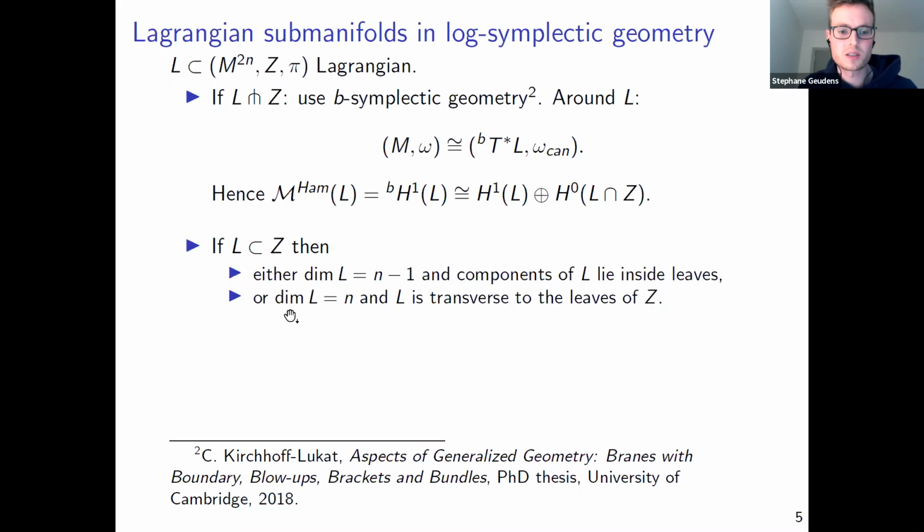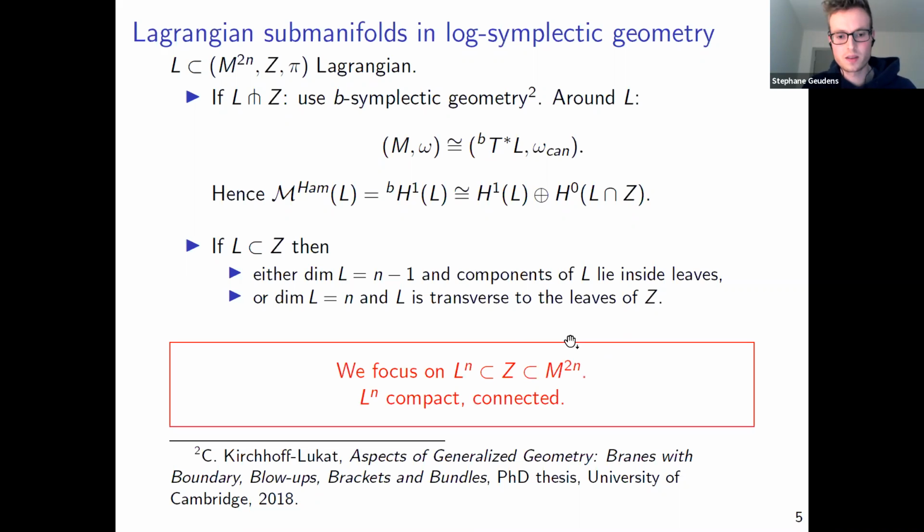I only look at the second case, which is the case where L has dimension n, so it's of half the dimension of the ambient manifold. And in this case, L is transverse to the leaves of Z. So L inherits a foliation from the singular locus. This is the setup that we consider. We focus on half-dimensional Lagrangians in the singular locus. And also for simplicity, I will only look at Lagrangians which are compact and connected. This assumption is not always necessary, but I will mention where it becomes important.